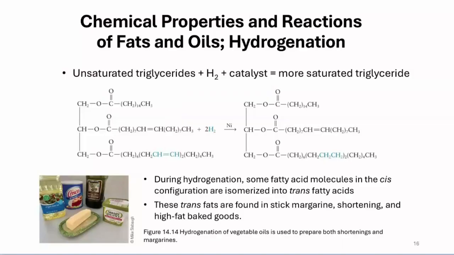Please make sure that when you look at the homework, when it comes to this reaction, you observe if the question is asking for partial hydrogenation or full hydrogenation. Because if the question asks for full hydrogenation, then every single double bond is going to be changed into single bonds.